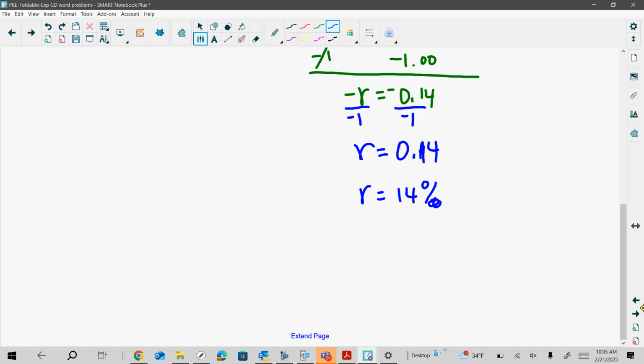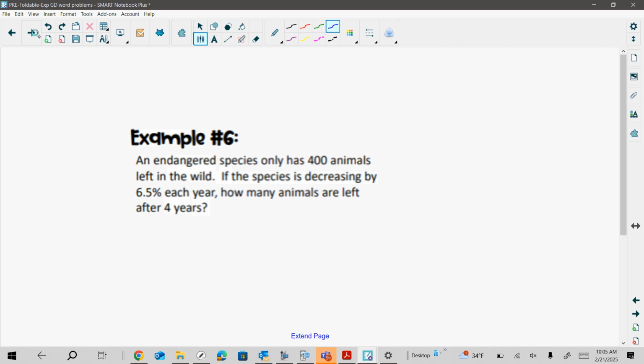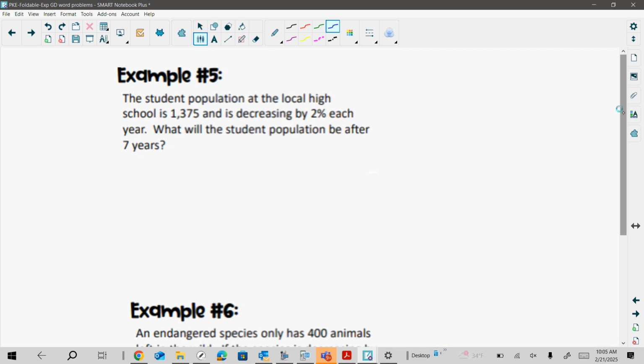All right, so now we're going to be given the word problem, and we're going to take the parts, the initial amount, the rate, and the time to find our new value. So if you look at example 5 here, we're talking about a student population at a school of 1,375. Right here, the keyword is it's decreasing by 2%. Decreasing is indicating decay. It says, what is the student population after 7 years?